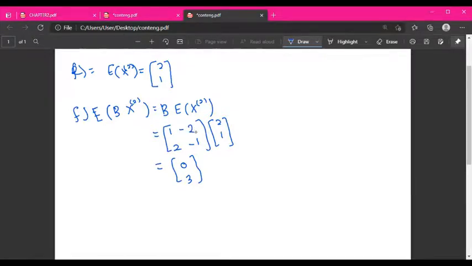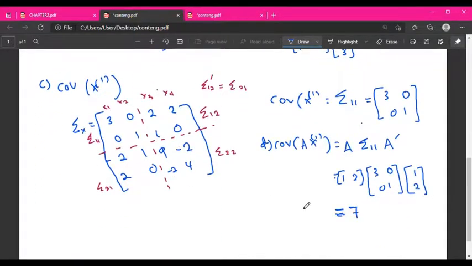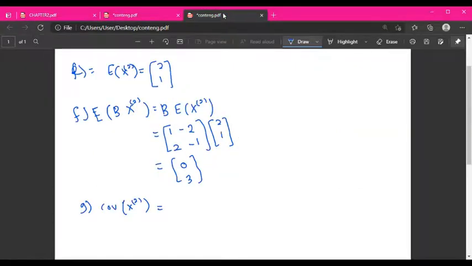Okay, the next one. To find the covariance of x2. Actually kita dah cari, dapat tadi daripada variance covariance matrix yang kita dah partitionkan. So which one adalah covariance untuk second group? It is this. 9, negative 2, negative 2, 4. Which is, this is adalah big sigma of 2, 2.